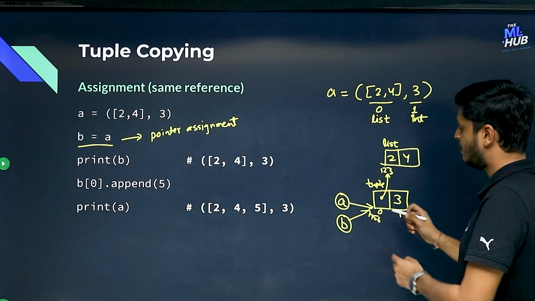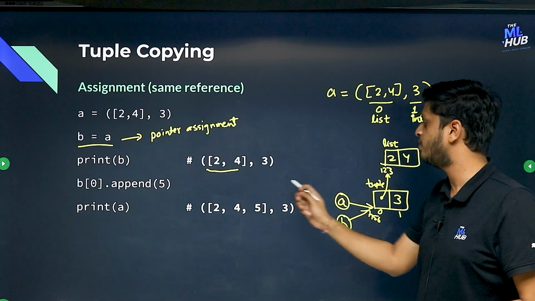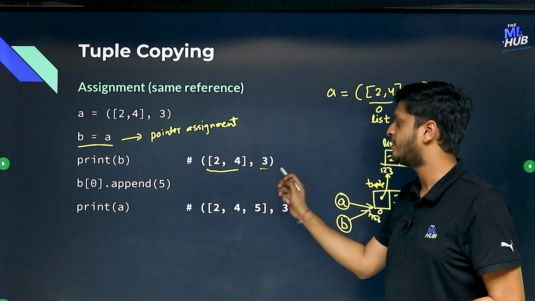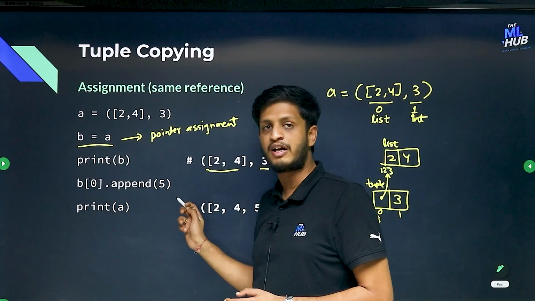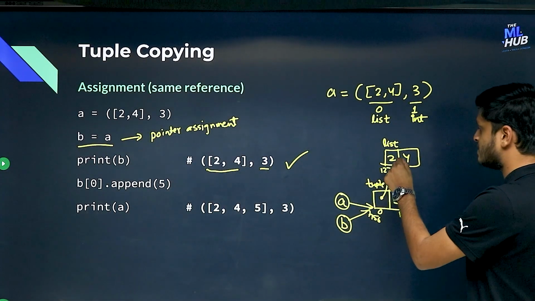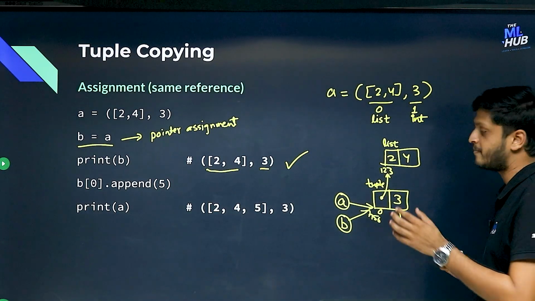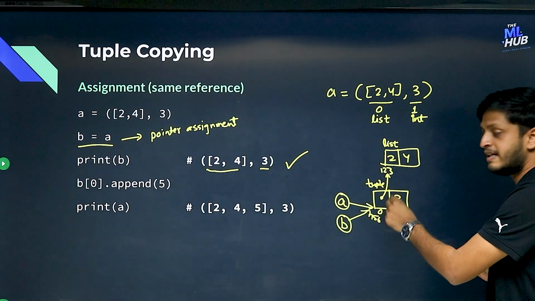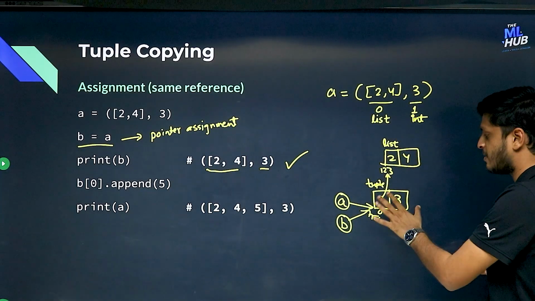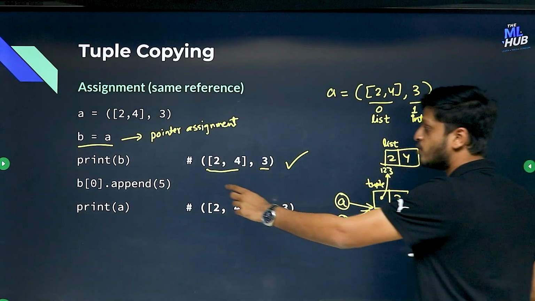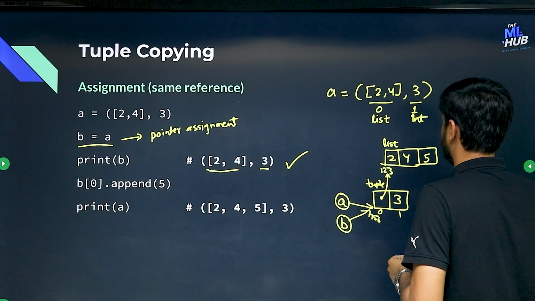When you print b, again at the 0th index you have a list containing 2, 4. So firstly the list 2, 4 and second 3 will be printed, so the same tuple will be printed. And now if you do b[0].append(5), what will happen? b[0] is this list, and when you append 5 to this, although tuples are immutable, if a tuple contains a mutable object inside it, that object can be altered because this list is mutable. This tuple is immutable, but this list is mutable. So you can do b[0].append(5), and this element can be added here.